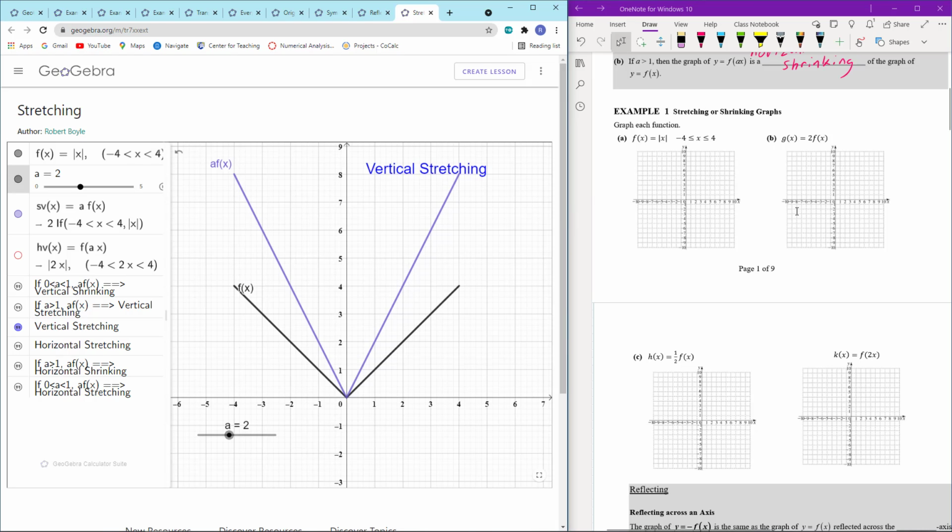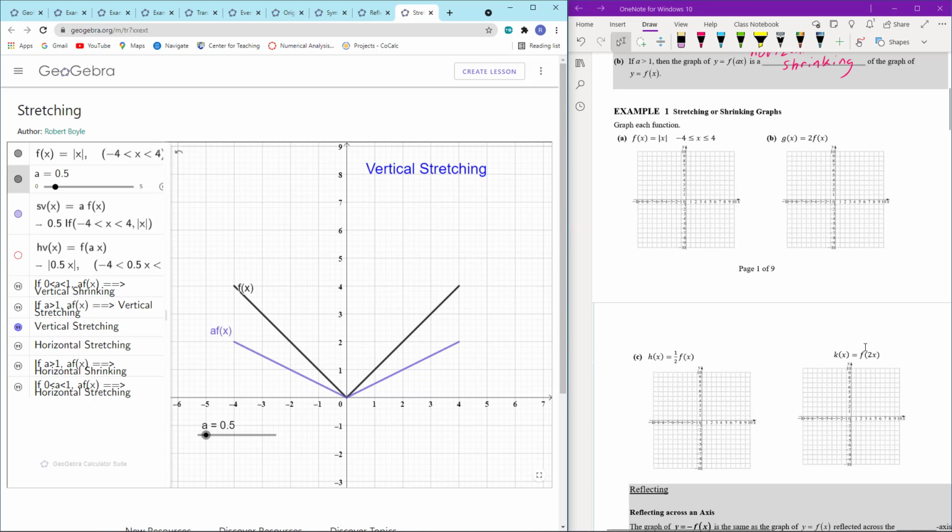It will be basically a v that starts at -4, 8, goes down to the origin, and then back up to 4, 8, which is what we have right here. And then finally, for c, we would just take our slider and move it down to 1/2. There it is. And here, once again, it's a flatter v. In this case, it starts at -4, 2, goes down to the origin, and then back up to 4, 2.